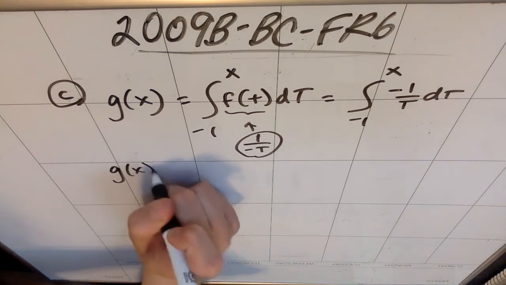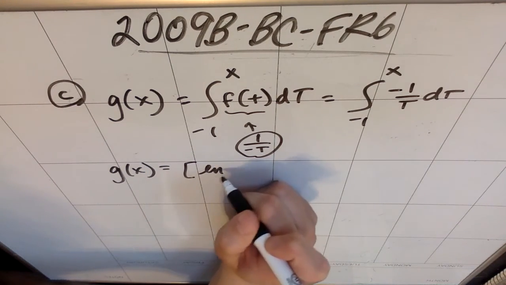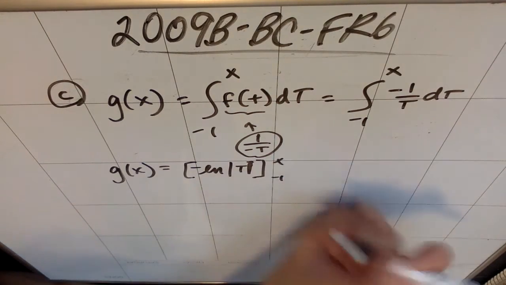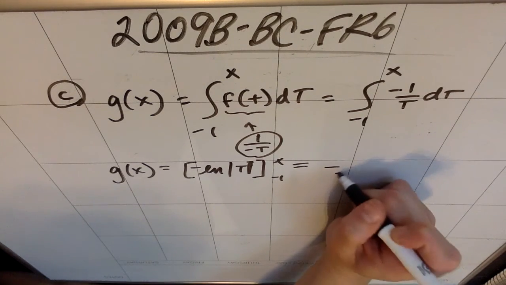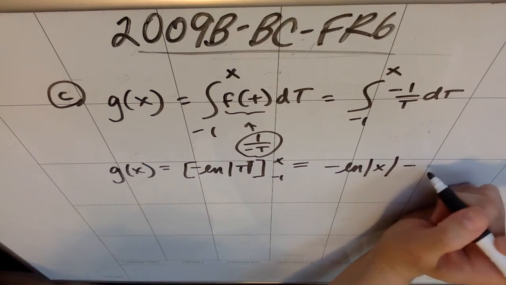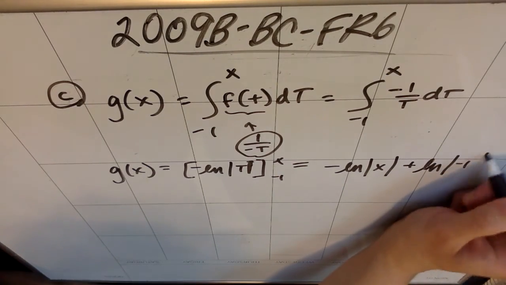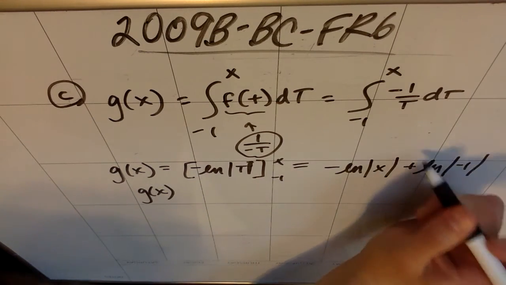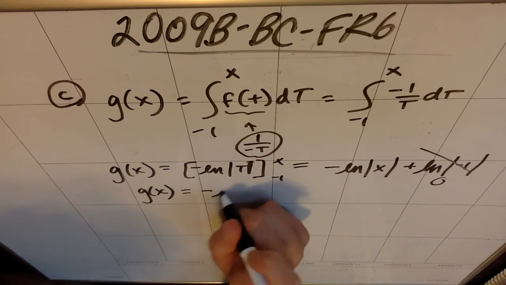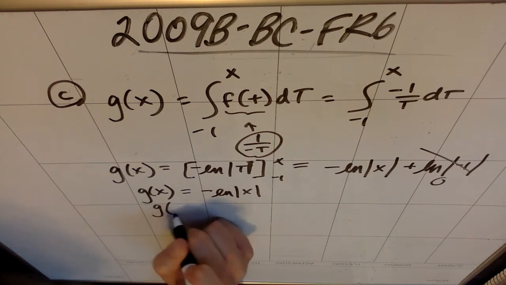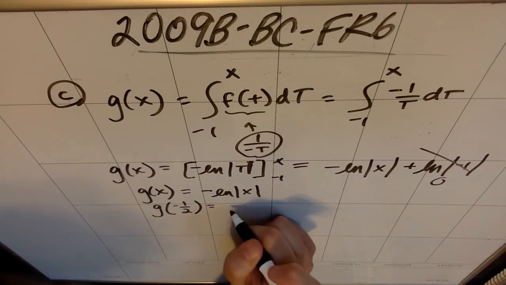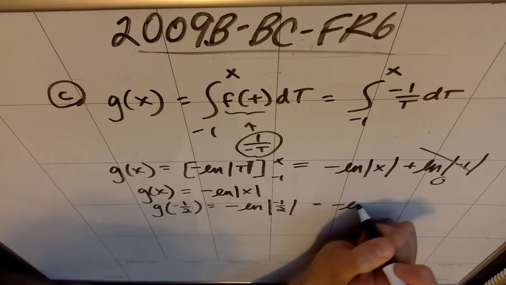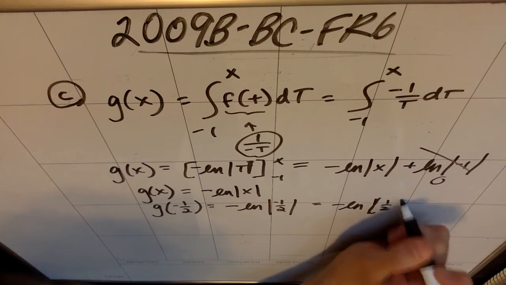So apparently g of x is the negative natural log of the absolute value of t evaluated from -1 to x, which I'm pretty sure is the negative natural log of the absolute value of x minus a negative, so plus natural log of the absolute value of -1. Well, that's the natural log of 1, which is 0. So I get that g of x is the negative natural log of the absolute value of x, which means that g of -1/2 should be the negative natural log of the absolute value of -1/2, which is a totally fine answer, right? It would end up just being the negative natural log of 1/2 because of the absolute value.